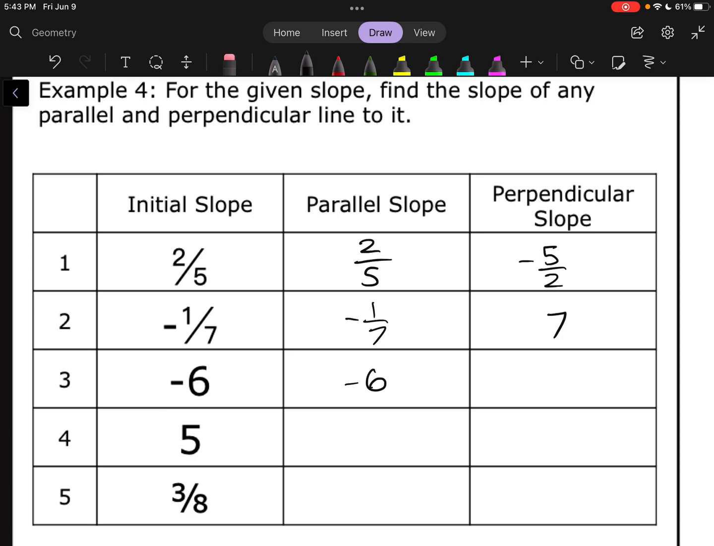Parallel slope for negative 6 would be negative 6. Perpendicular slope would be positive 1 over 6. Parallel slope to 5 would be 5. Perpendicular would be negative 1 over 5. Parallel slope to 3 over 8 would be 3 over 8. Perpendicular would be negative 8 over 3.